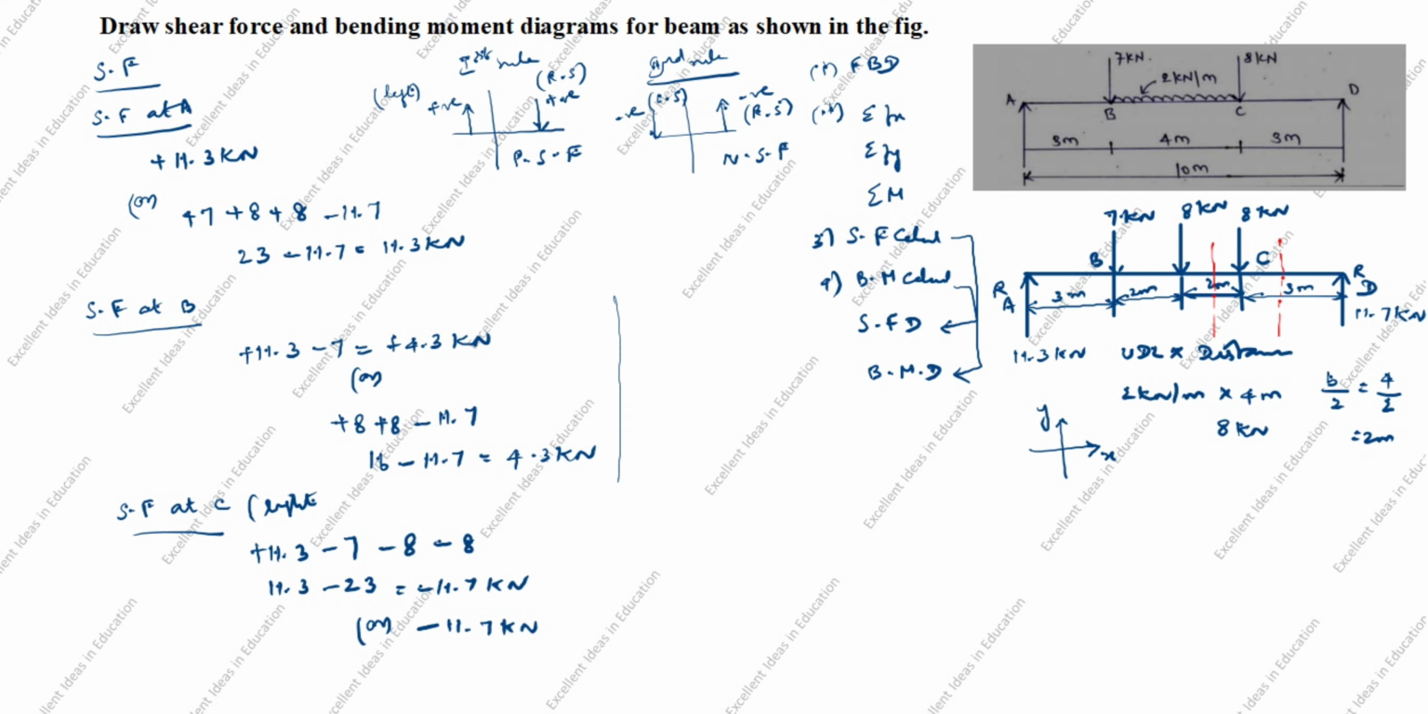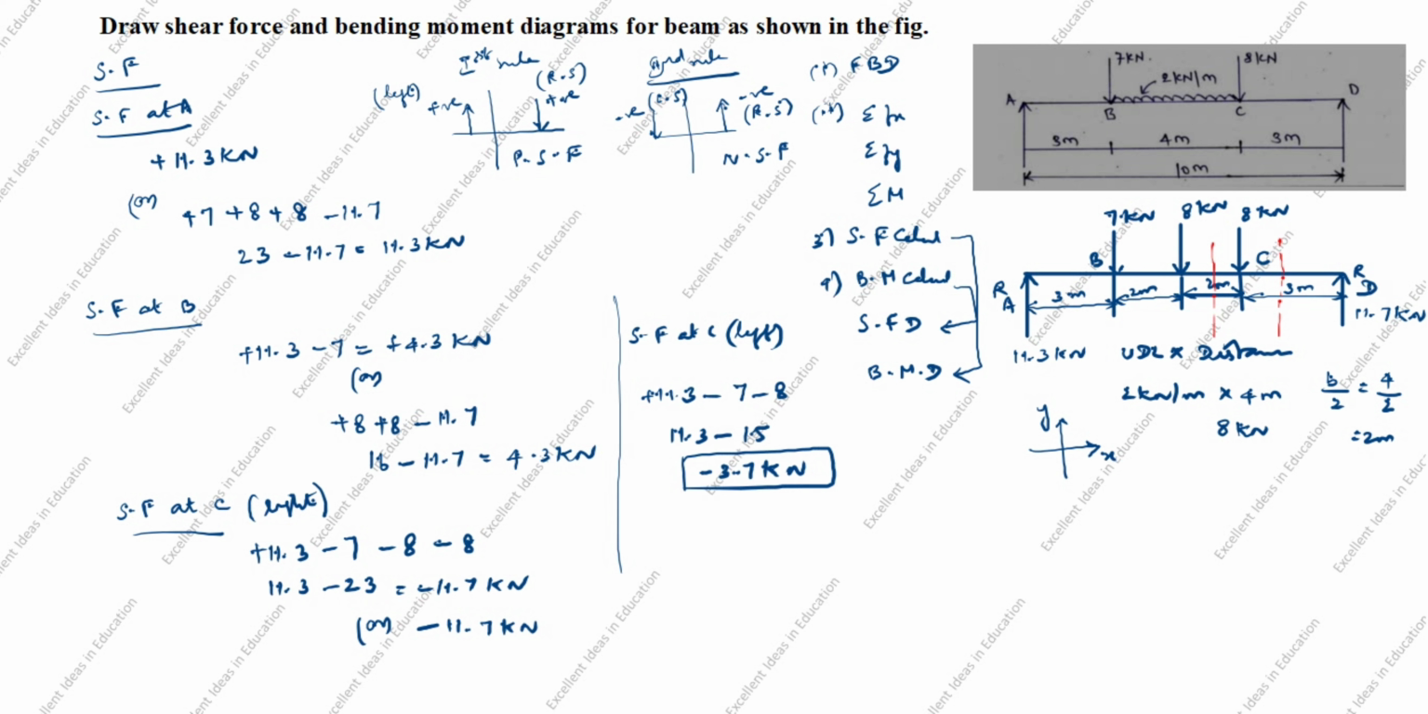Now we will calculate shear force at C, left side. You see this point load goes up. Up is positive. Plus 11.3. Next, you see the arrow comes down. Down is negative. Minus 7. Next, you see the arrow comes down. That is also negative 8. 7 plus 8 is 15. 11.3 minus 15 is minus 3.7 kilonewton.